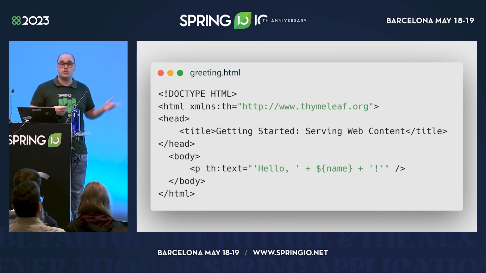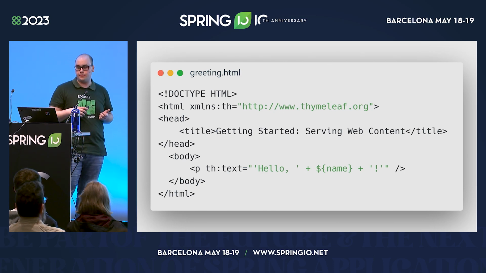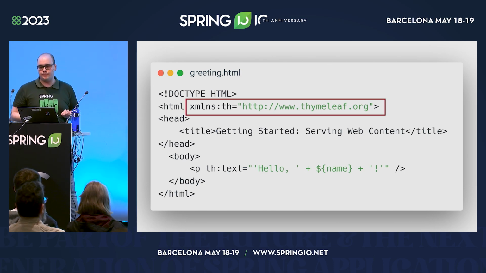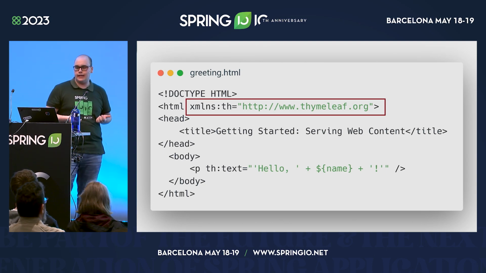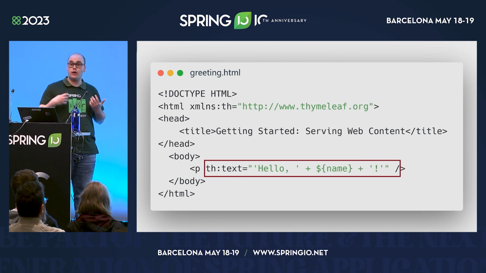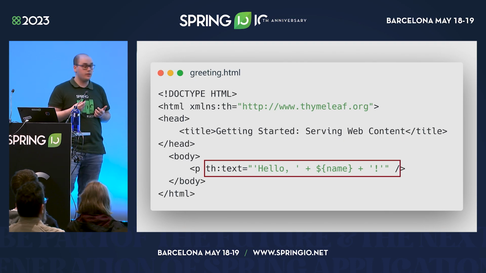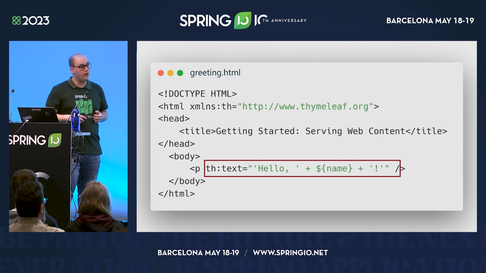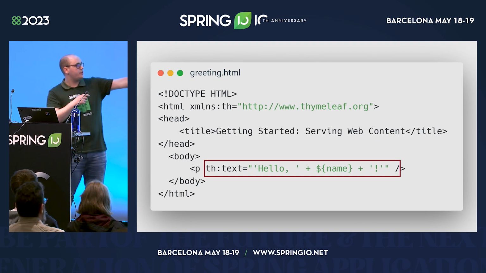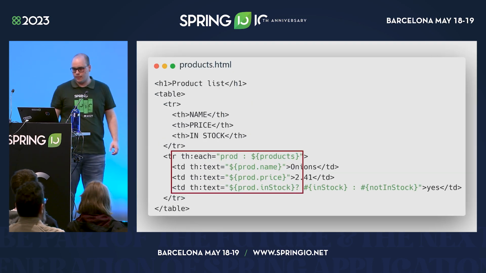This is the greeting.html we just returned from the controller. It is just box standard HTML. We add a little tag at the top so our IDE picks up the template language. To render our data, we use th attributes. Here, it's the th:text attribute. It adds hello Spring.io to the inner HTML of our p tag. For the name, we use the name variable from our model.